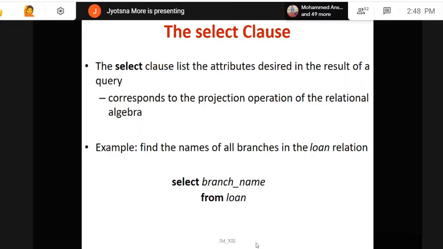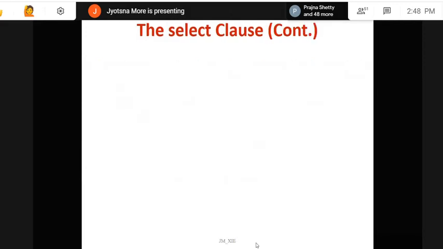So here what problem am I getting? I am getting redundant information, where I just want to know which branch names are there with the loan facility, right? So I want each branch name to be displayed only once. So for that purpose, with the select clause, you can use a different single keyword. That keyword is known as distinct.